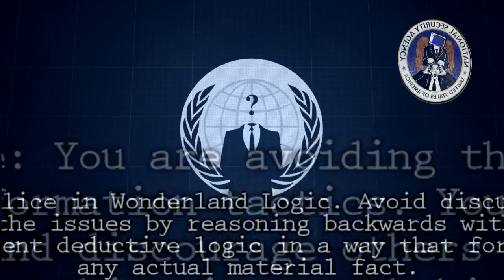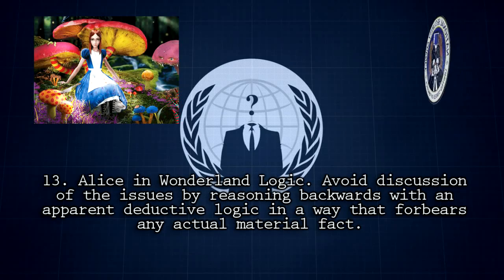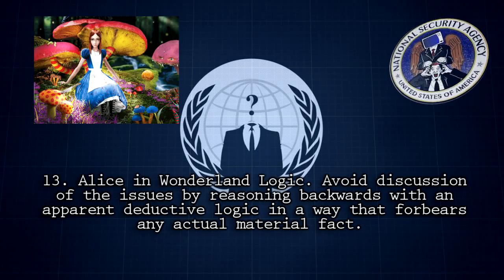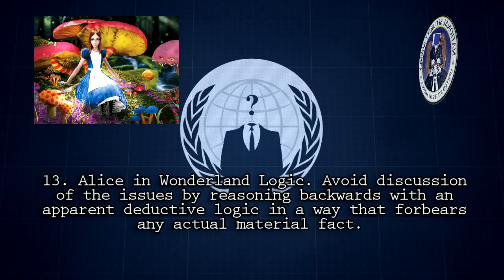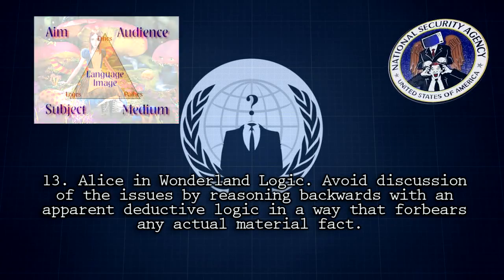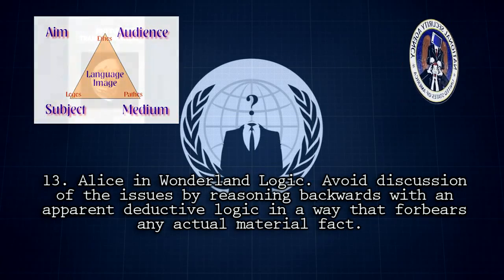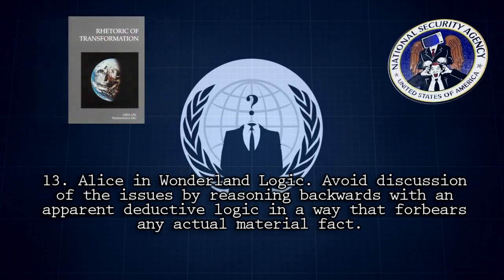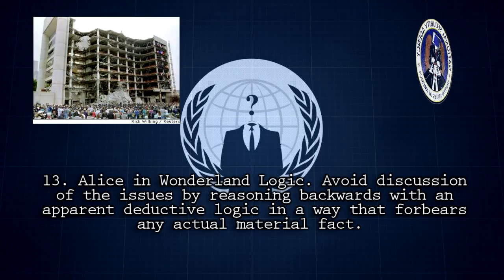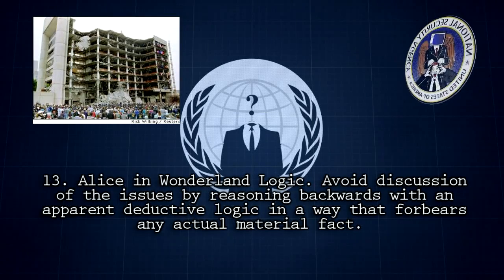13. Alice in Wonderland logic. Avoid discussion of the issues by reasoning backwards with an apparent deductive logic in a way that forbears any actual material fact. Example: The news media operates in a fiercely competitive market where stories are gold. This means they dig for the story, often doing a better job than law enforcement. If there was any evidence that BATF had prior knowledge of the Oklahoma City bombing, they would surely have uncovered it and reported it. They haven't reported it, so there can't have been any prior knowledge. Put up or shut up.